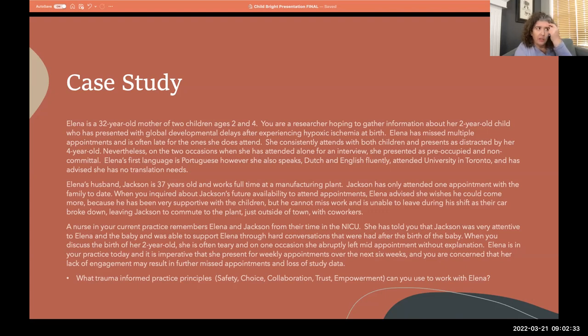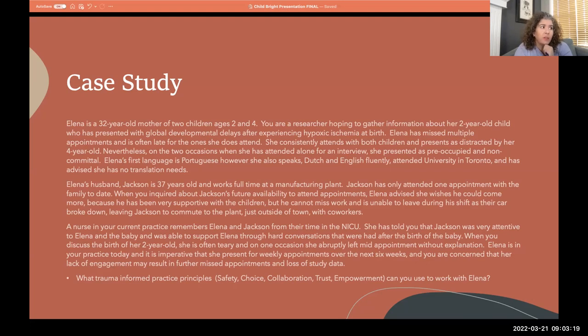Elena's husband, Jackson, is 37 years old, and he works full-time at a manufacturing plant. Jackson has only attended 1 appointment with the family to date. When you inquired about Jackson's future availability to attend appointments, Elena advises she wishes he could come more because he's been very supportive with the children, but he cannot miss work and is unable to leave during his shift as their car broke down, leaving Jackson to commute to the plant just outside of town with coworkers. A nurse in your current practice remembers Elena and Jackson from their time in the NICU. She's told you that Jackson was very attentive to Elena and the baby and was able to support Elena through hard conversations that were had after the birth of the baby.